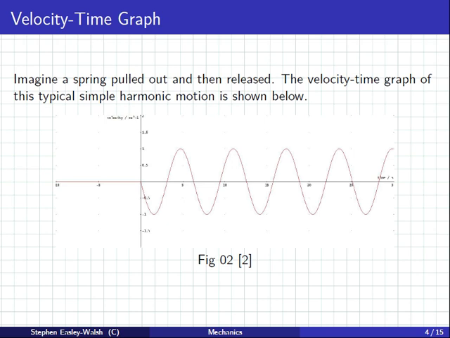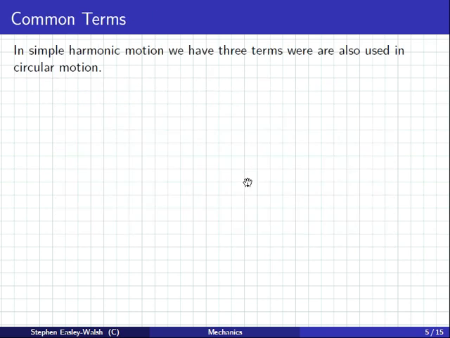So, in simple harmonic motion, we have 3 terms which are also used in circular motion. So they are F, T, and omega. Now the meaning is kind of the same. So, you remember what F means for circular motion? Frequency. So what was F equal 2 hertz? What does that mean? 2 cycles per second. And for simple harmonic motion, same meaning. 2 cycles in 1 second.